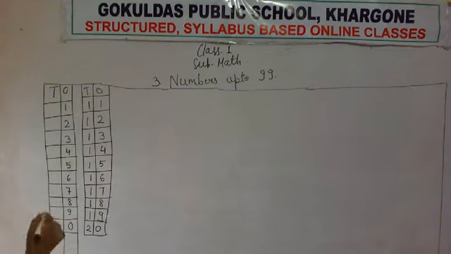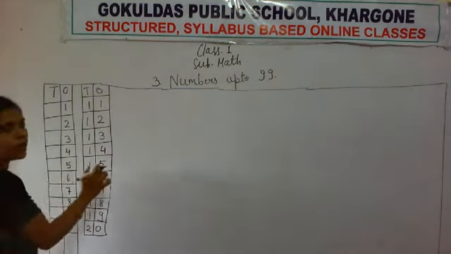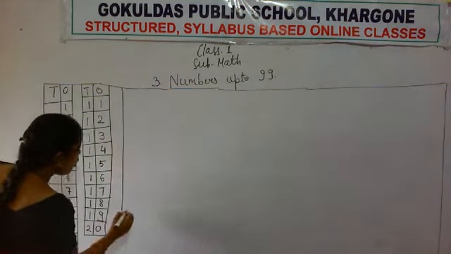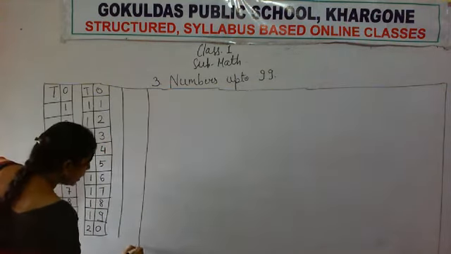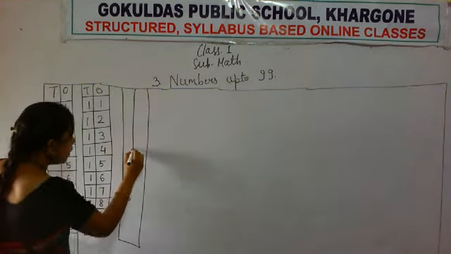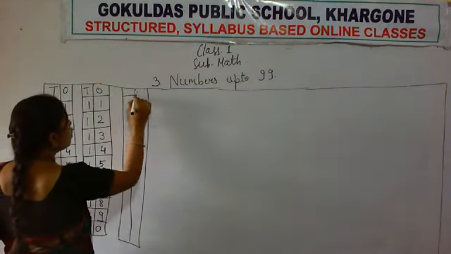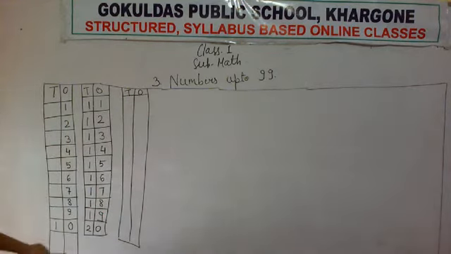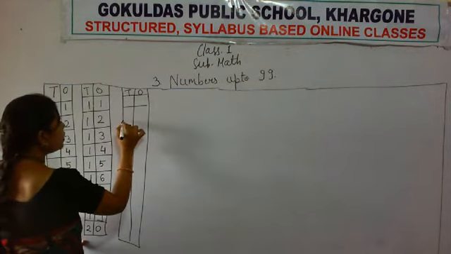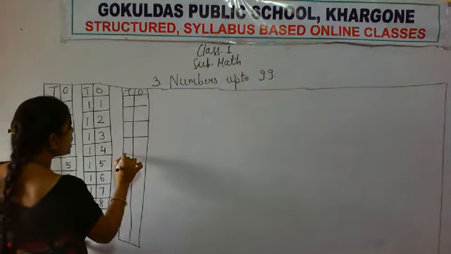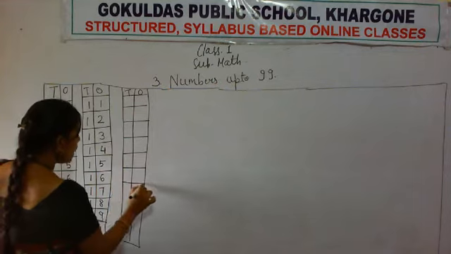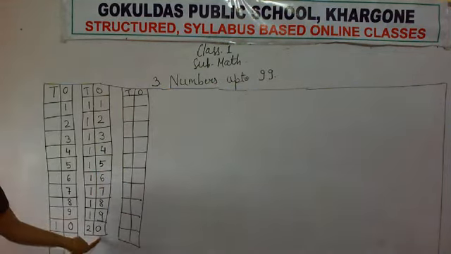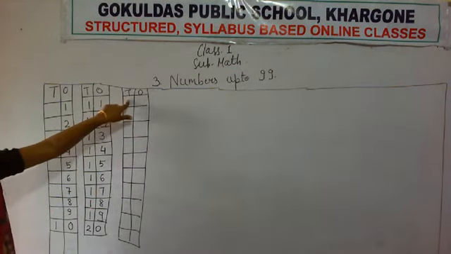Okay. Now next, again skip one box. From the new box, what do you have to write? You have to write T in the tens column and O in the ones column. Here, what is our last number? Our last number here is 20. That means from here we start from which number?